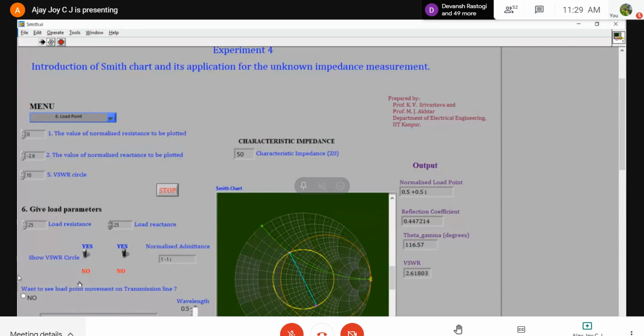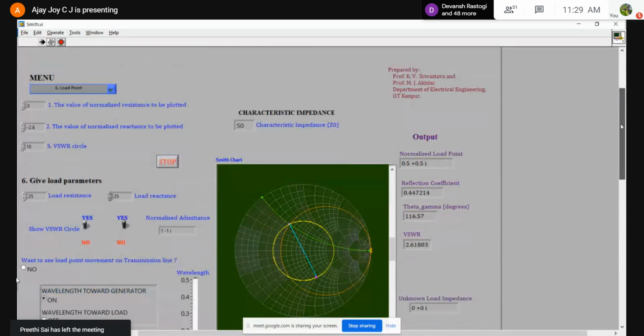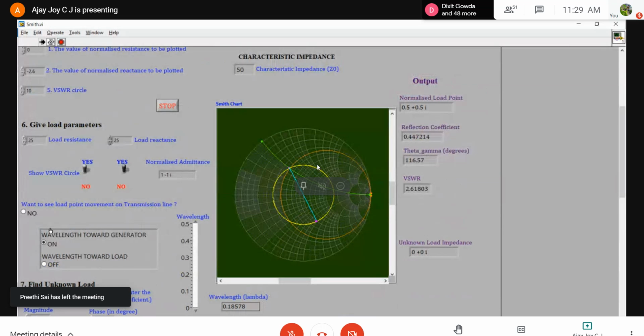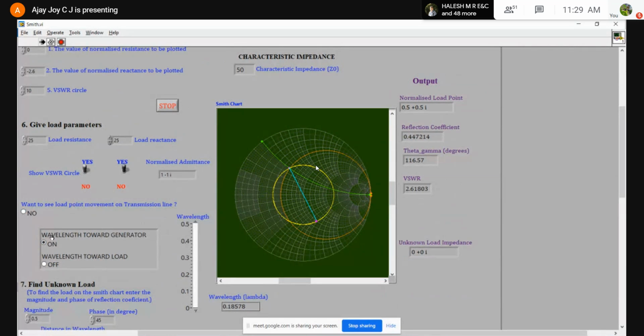Sir, then one more thing, sir. Here we can see the movement on the transmission line. If we enable it and increase the wavelength, we can see that the blue line occurring shows that it is moving towards the generator. If we select it as towards the load, we can see that it will happen. A blue color line arc will increase towards the load.